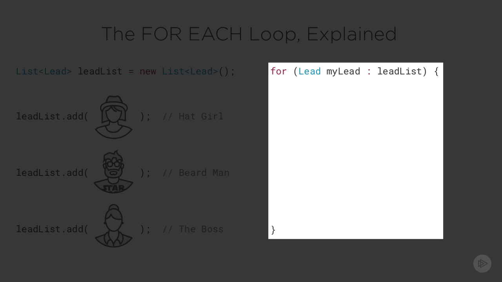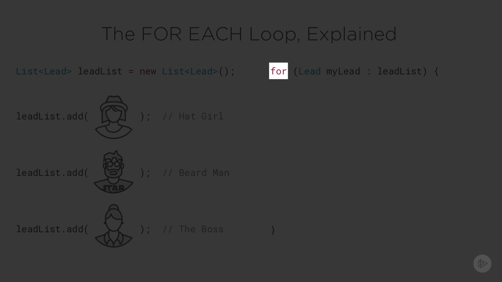This is the syntax. We start with for. Then inside the parentheses, we create a variable. Add a colon, then we type our collection variable. Finally, we add open and closing brackets to house the code block that runs during each loop iteration.